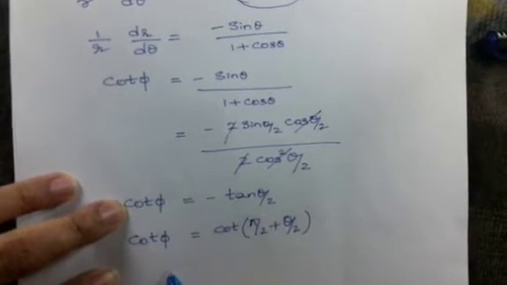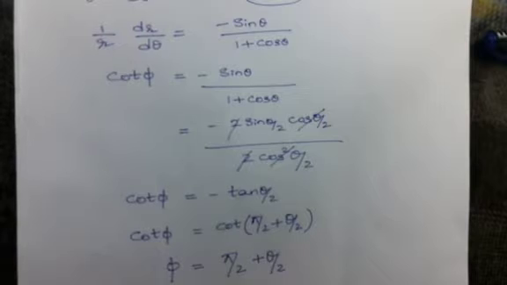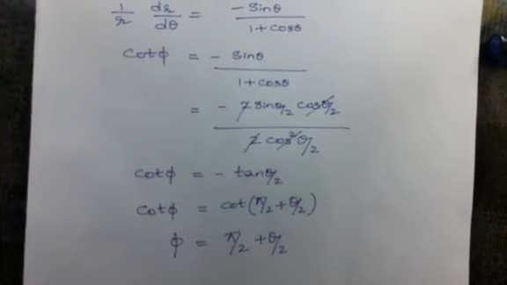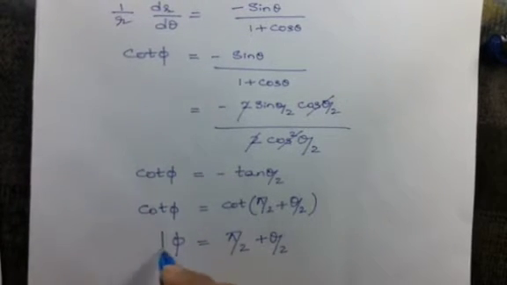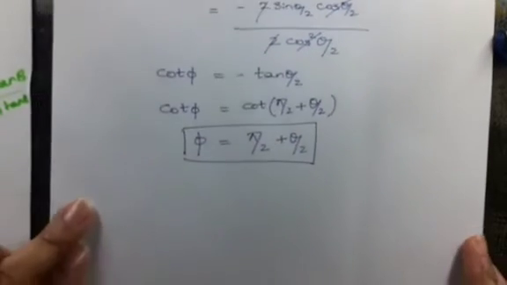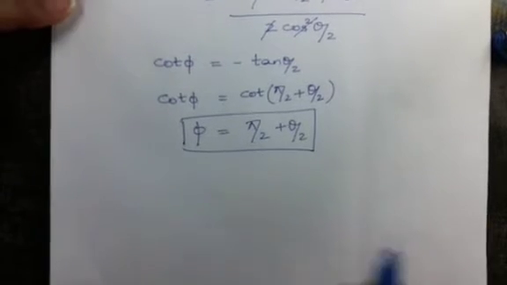So what is phi? Phi becomes pi by 2 plus theta by 2. So the angle between the radius vector and tangent to the curve, phi, is equal to pi by 2 plus theta by 2 for the given curve. Now, similarly, a few more problems we will take up. I think you have followed the procedure whatever I have explained. Now the next problem, one more problem I will explain to you.